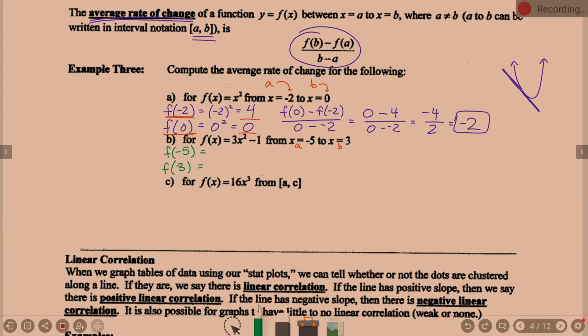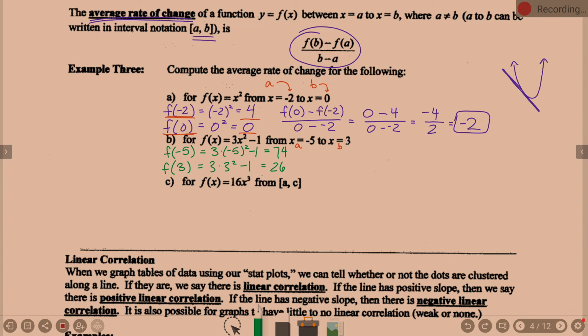So if we're finding f of negative 5, 3 times negative 5 squared minus 1. What do you guys get? I got 74. Yeah, 25 times 3, 75 minus 1 is 74. Then we put in 3. 3 times 3 squared minus 1. 9 times 3, 27, minus 1, 26. Okay. Set up your f of b minus f of a.